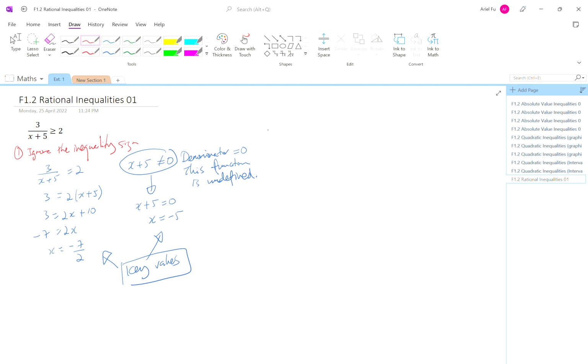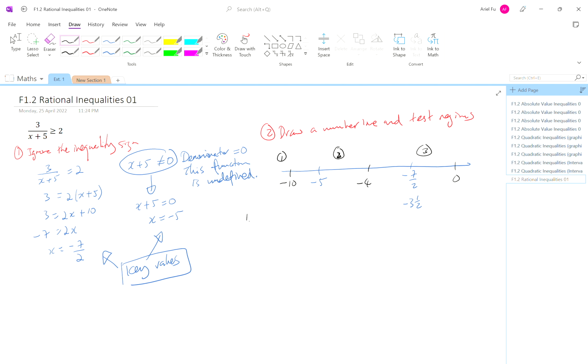Step 2, we're going to draw a number line and test the regions, just like all the other inequalities. For this particular case, we have two values. One is negative 5, the other one is negative 7 over 2, which is the same as negative 3.5. Again, this divides the number line into 3 regions, and you can pick any number within those 3 regions to test. I'm going to choose negative 10. In between, I'll choose negative 4. On this side, I'm going to choose 0.